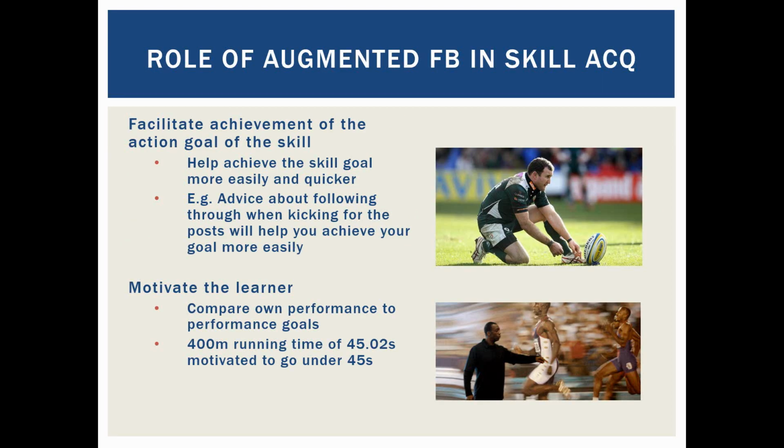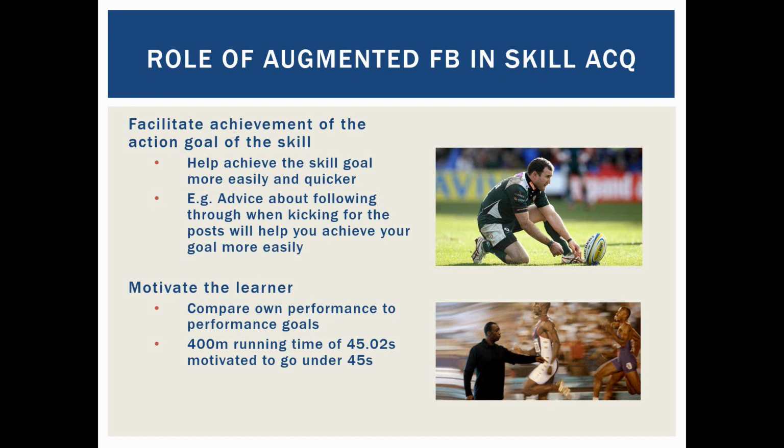So what is the role of augmented feedback in skill acquisition? Well, we said that as a learner transitions from a beginner into more expert performance, they develop the ability to detect and correct movement errors. So as a result, when someone provides you with augmented information that supplements or replaces the information that is available from the skill itself, it can actually help you with that error detection and error correction. And as a result, it helps you achieve the skill goal more easily and quicker.